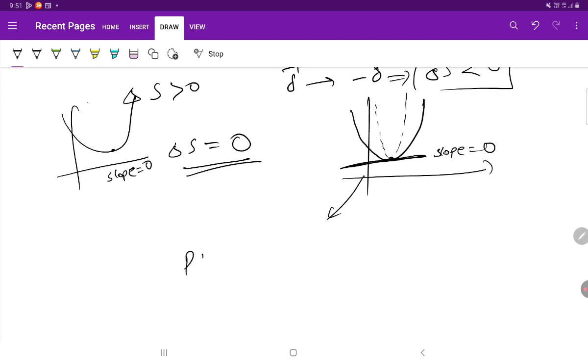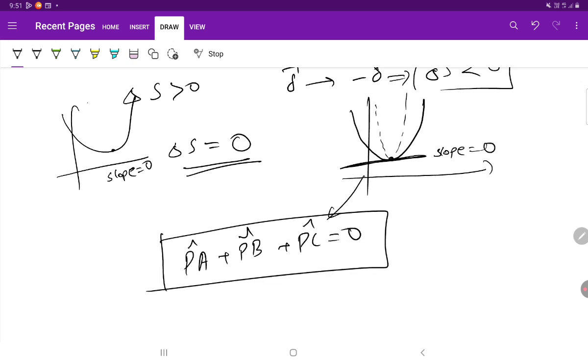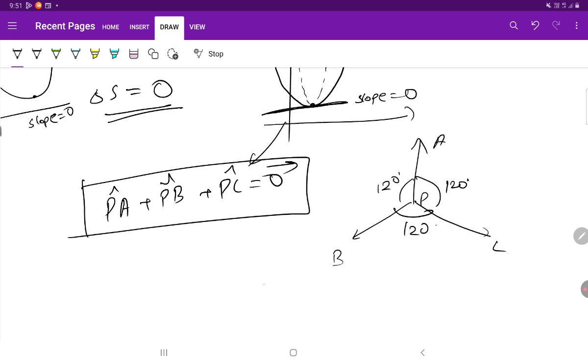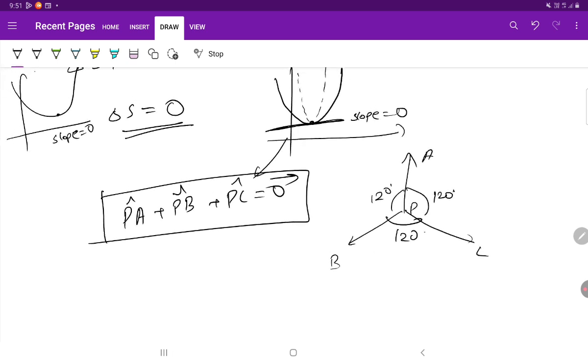So I can say PA cap plus PB cap plus PC cap is equal to 0. So it's a null vector, zero vector more specifically. Hence we can say it is only possible if each of the vectors PA vector, PB vector and PC vector are inclined at an angle of 120 degrees to each other. So basically this theorem is proved using the concepts of vectors.